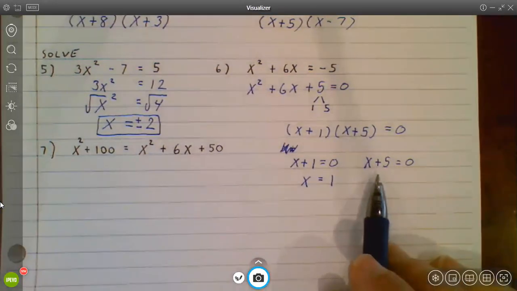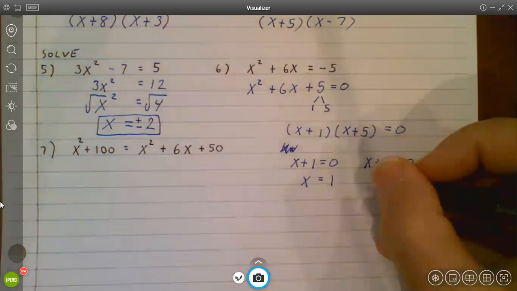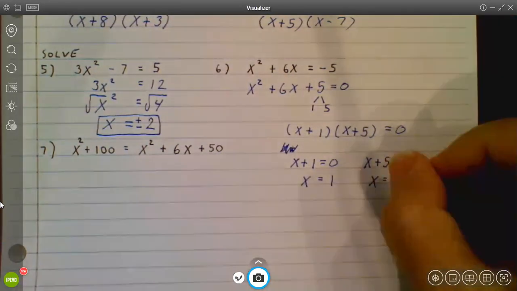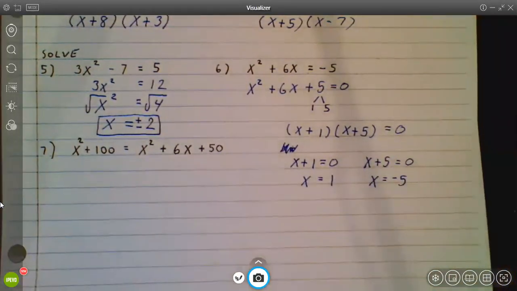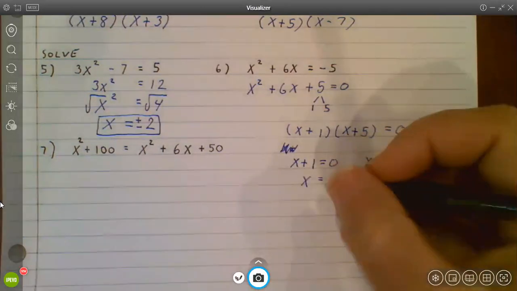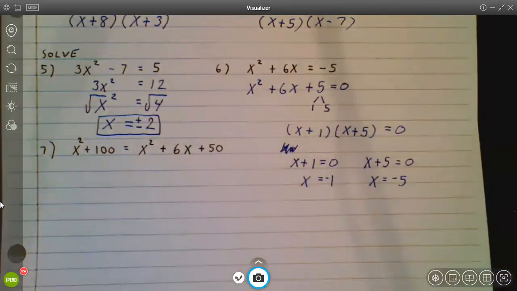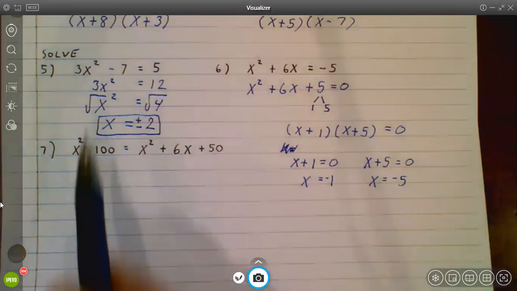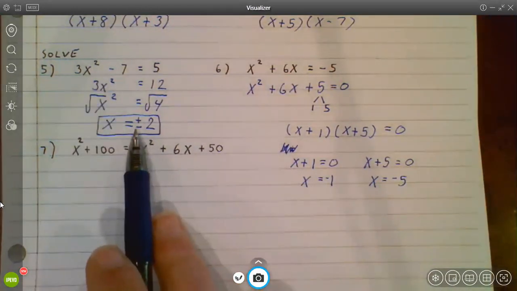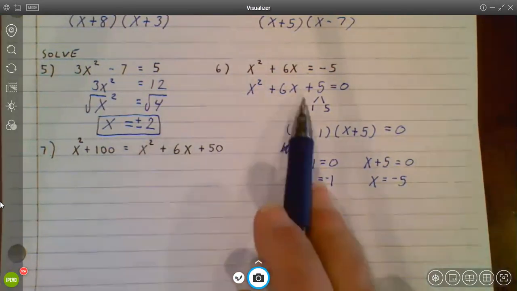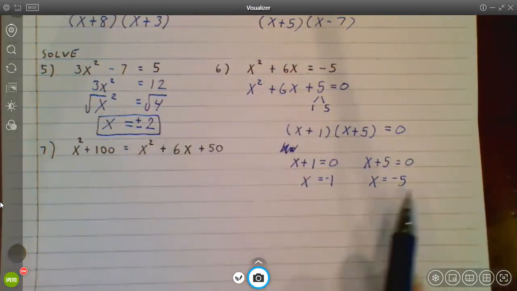On this side, I would subtract 5 from both sides. So we would get -5 as our solution. So those are our two answers, right? So again, usually when you're solving a quadratic, you typically get two answers, right? That's kind of the normal here. And so for this one, those are going to be our two answers, -1 and -5.